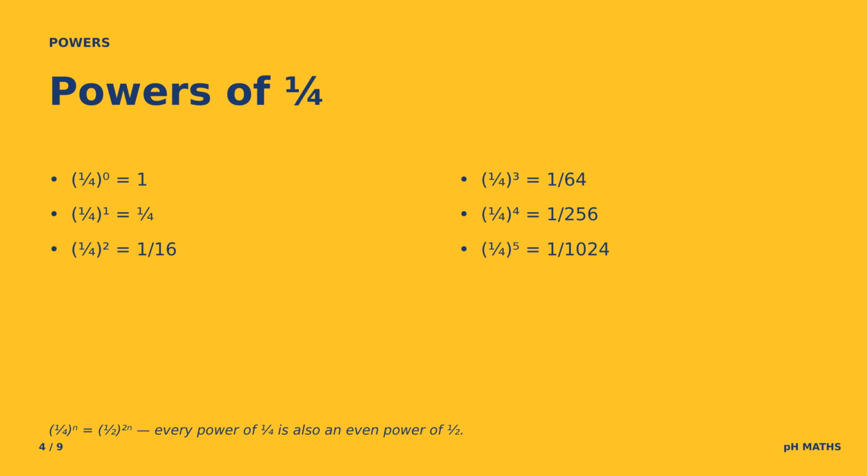Powers of a quarter. A quarter to the 1 is a quarter. A quarter squared is 1/16. A quarter cubed is 1/64. A quarter to the 4th is 1/256. Notice that every power of a quarter is also a power of a half. Specifically, a quarter to the n equals a half to the 2n. So 1/16 is a half to the 4th and a quarter squared at the same time.